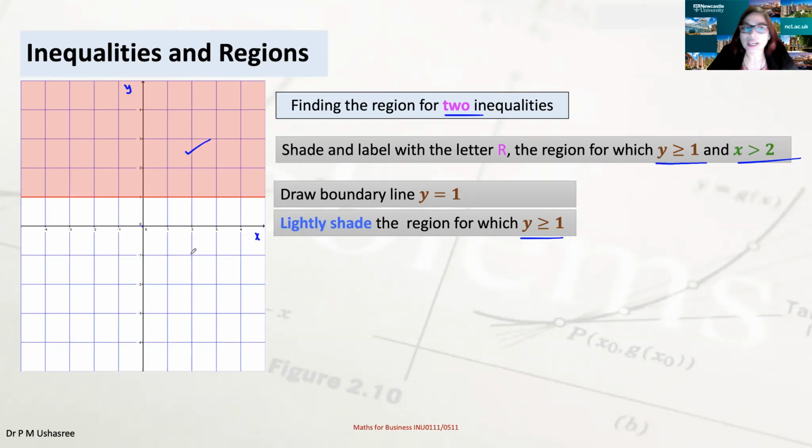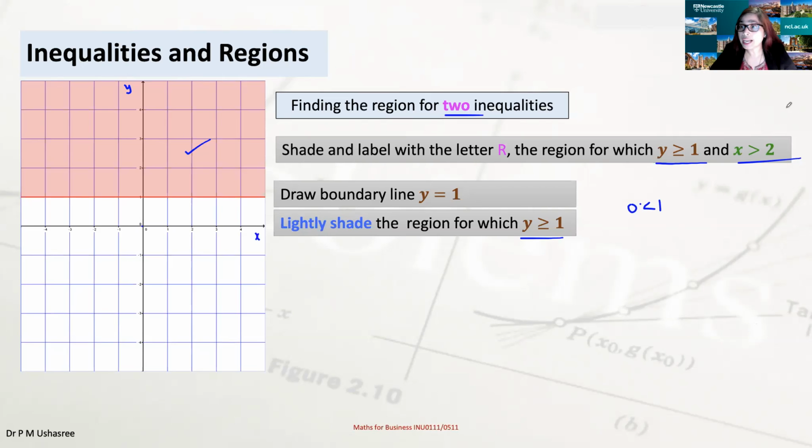What did I do? I just chose the origin, I substituted 0 there, and 0 is not greater than 1, it is less than 1. So this is a false region. This region does not satisfy the inequality, and the other is the region which satisfies the inequality. So I shade this region.